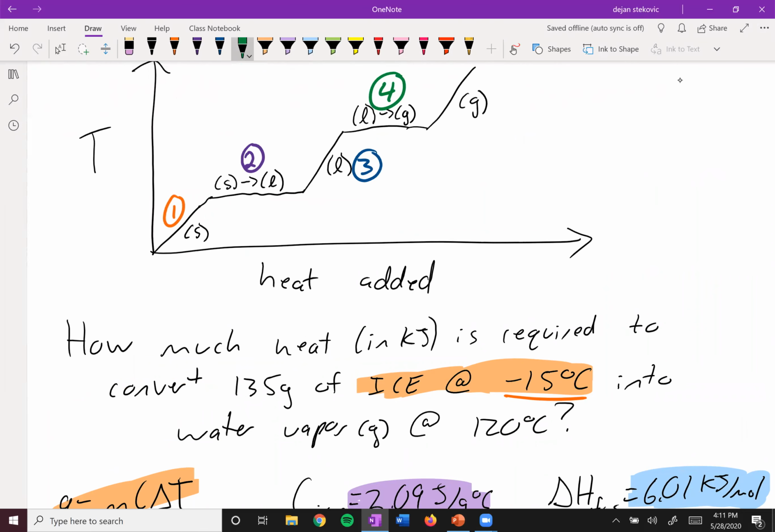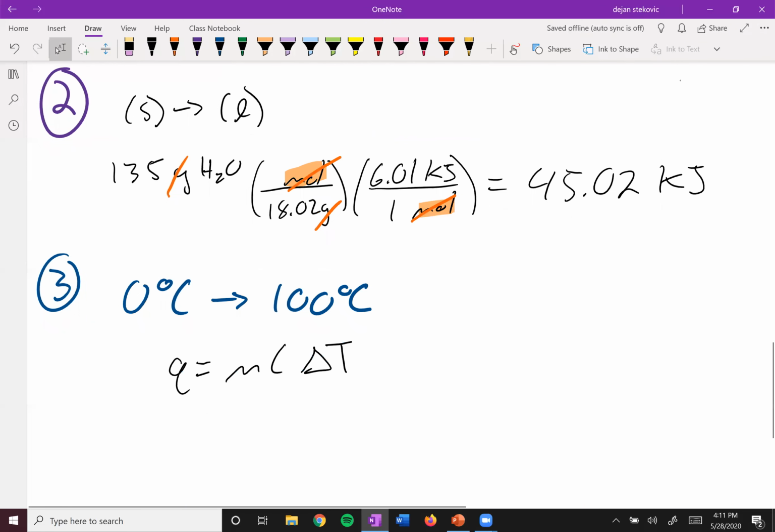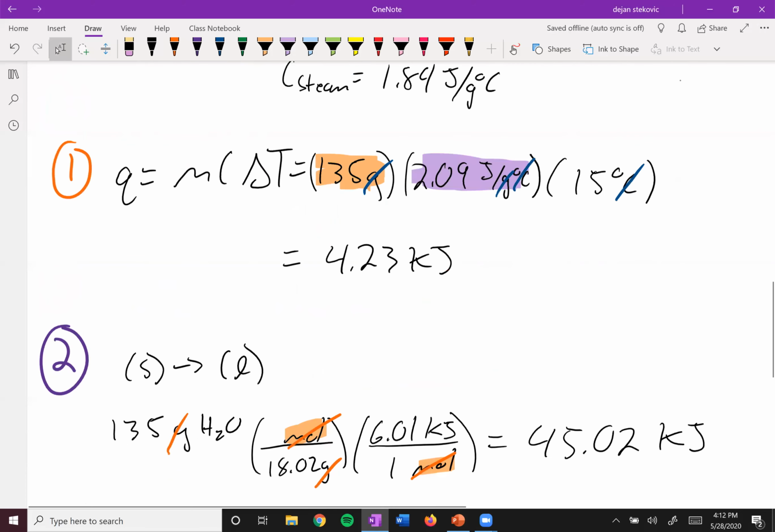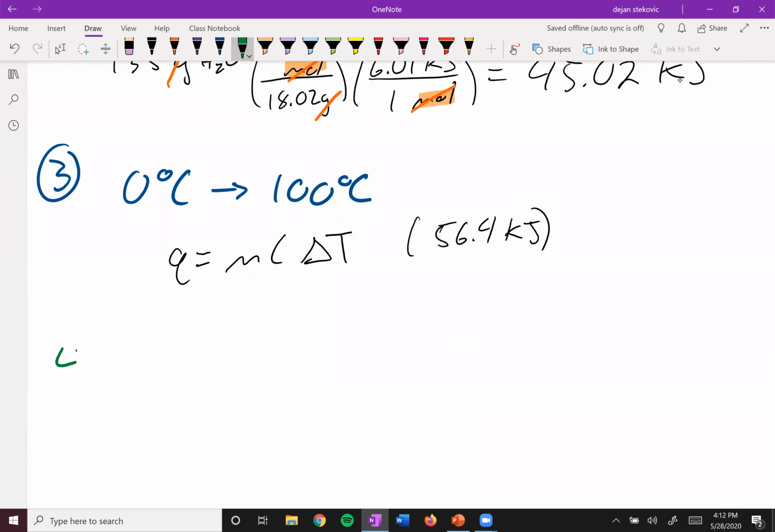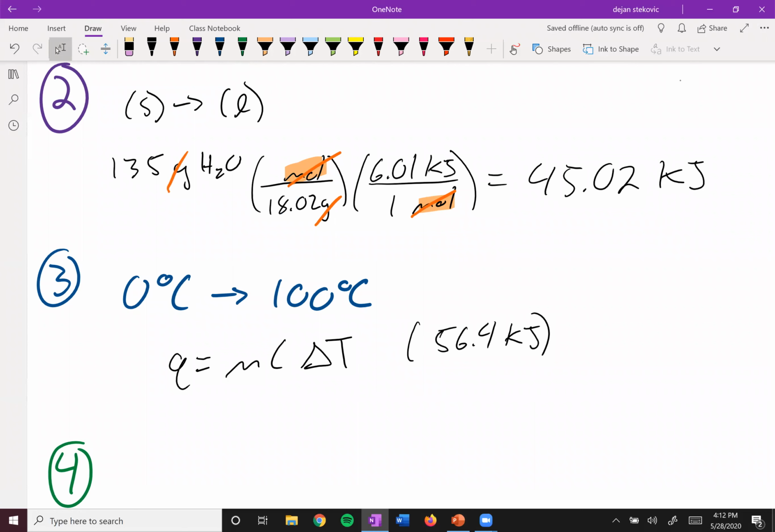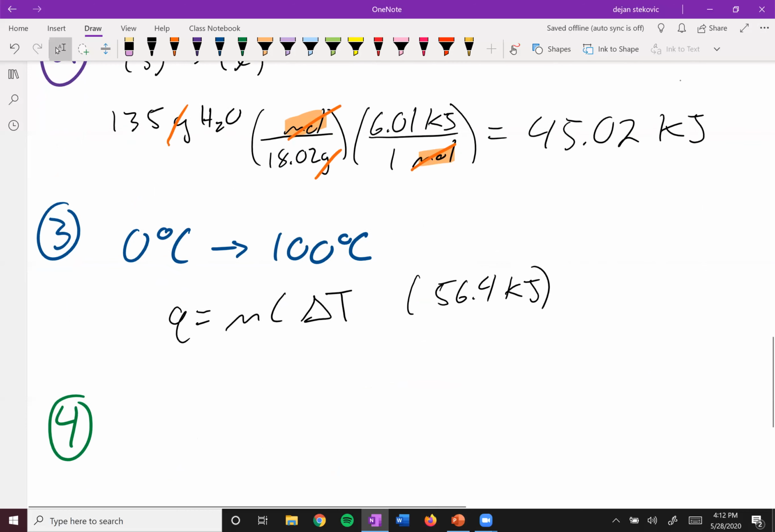Step 4, we're going to vaporize the water. For this previous step, the answer that you should end up with is 56.4 kilojoules to get it up to 100 degrees Celsius. And then if we think about what step 4 is, we have to vaporize the water. So step 4, you're going to do something very similar to step 2, except you're going to use the heat of vaporization, not the heat of fusion. So go ahead, plug that through. You should end up getting 305 kilojoules.